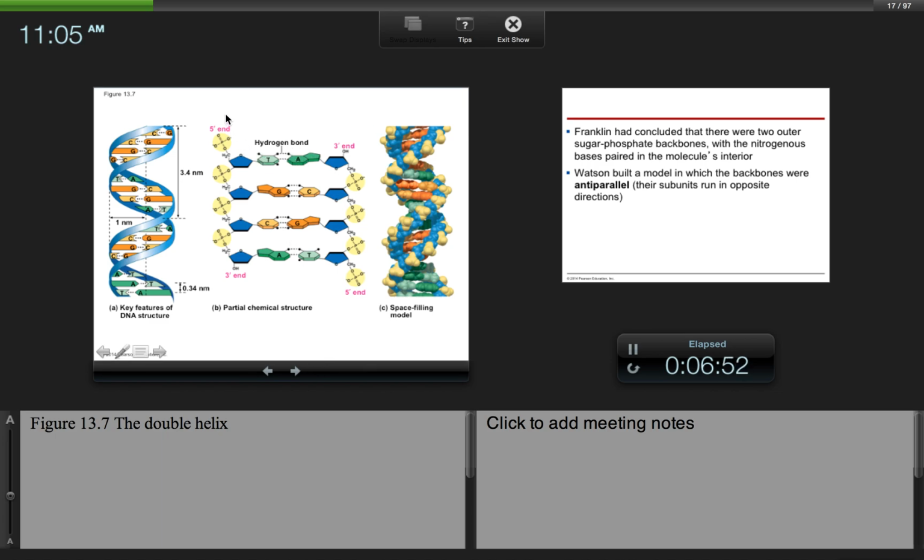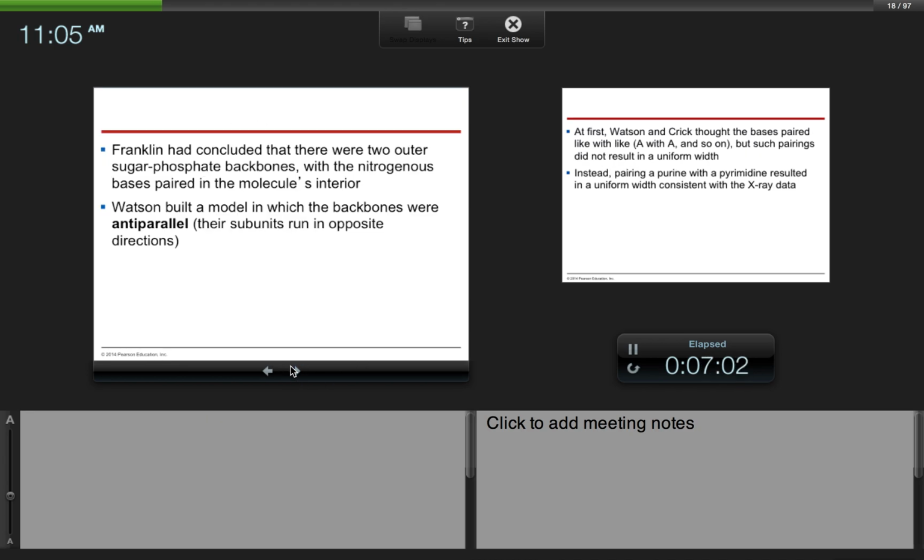Notice that the structure is anti-parallel. Here we have a 5' over here, we have a 3' over here. So this strand is upside down compared to this one. It is anti-parallel. Franklin had concluded that there were 2 outer sugar phosphate backbones with the nitrogenous bases paired in the molecule's interior. Watson built a model in which the backbones were anti-parallel. Their subunits run in opposite directions.